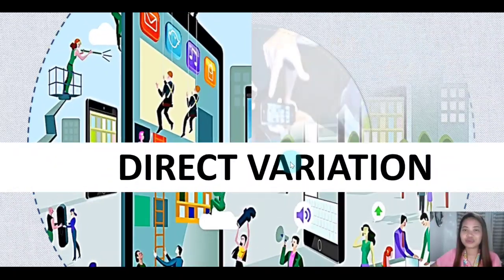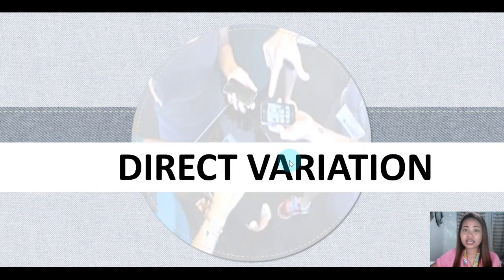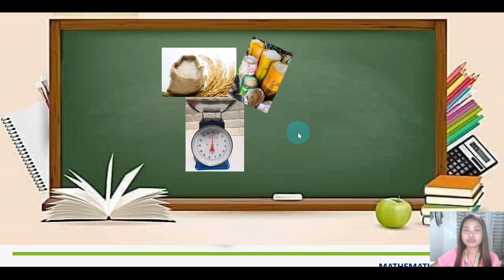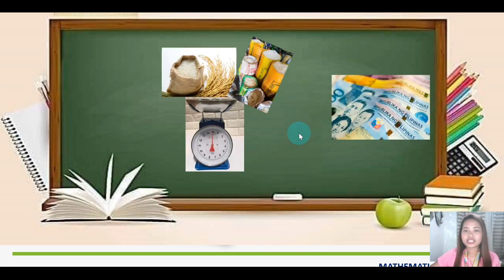Welcome everyone to our video lesson that is all about direct variation. In this lesson, you're going to learn how direct variation is used in our daily life. So I have here some examples of direct variation. We have here the number of kilos of rice and the cost of it.